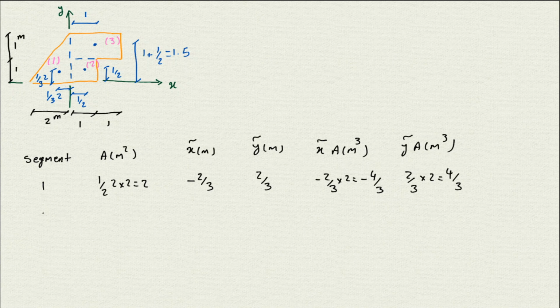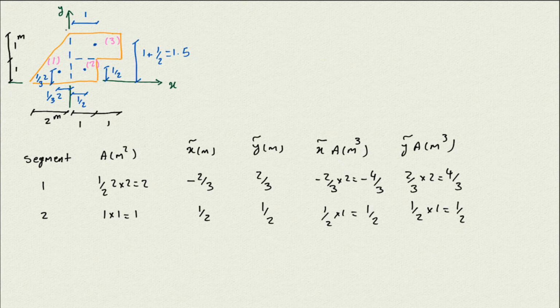We repeat the same thing for the second segment. The area of this second segment, this one here, is going to be 1 by 1, so it's 1 square meter, and then the centroid is at half and half. The area times its centroid would be half times 1, so it's going to be half in the x, and half times 1, half in the y direction as well.